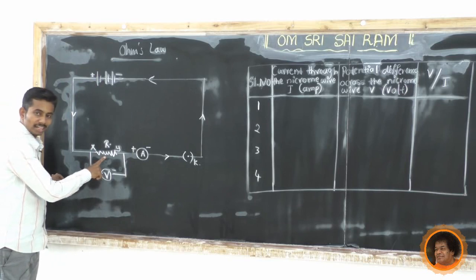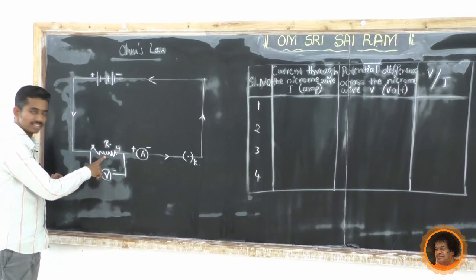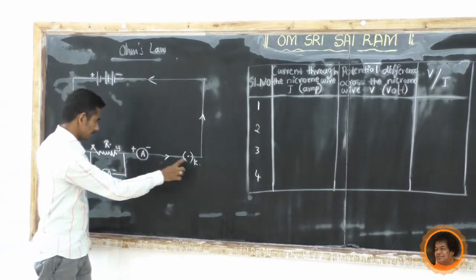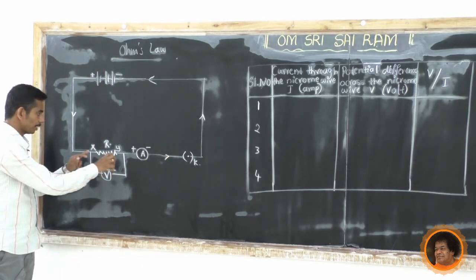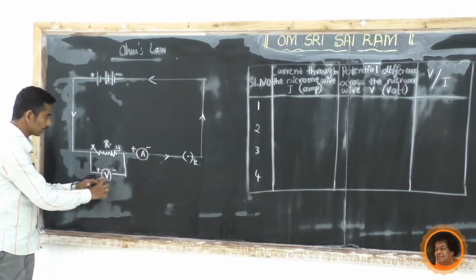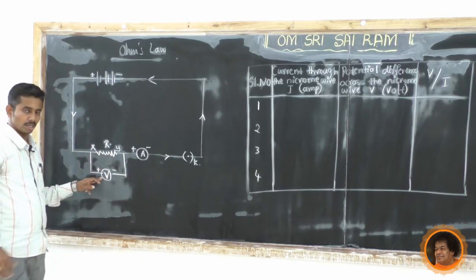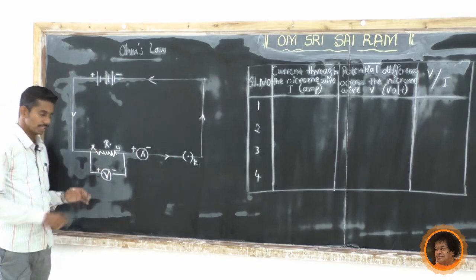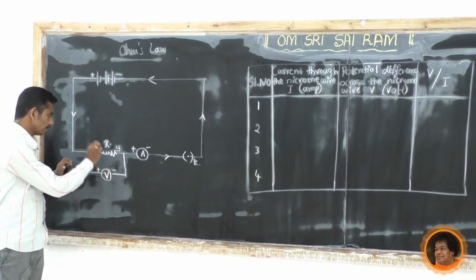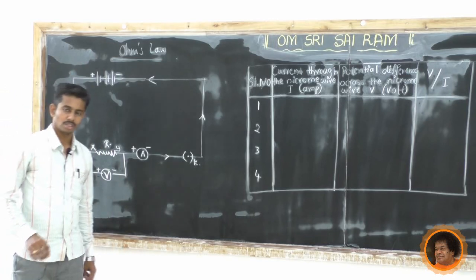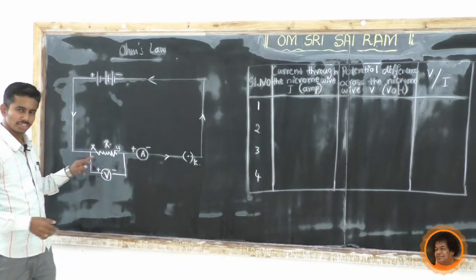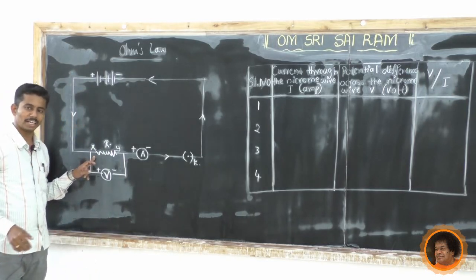Then one resistor has resistance R, then ammeter, then key. Also the voltmeter, which has a parallel connection between voltmeter and resistor. I already told what a resistor is. In this circuit, nichrome wire is used as a resistor. Nichrome wire is also a resistor, which resists the flow of electric current.